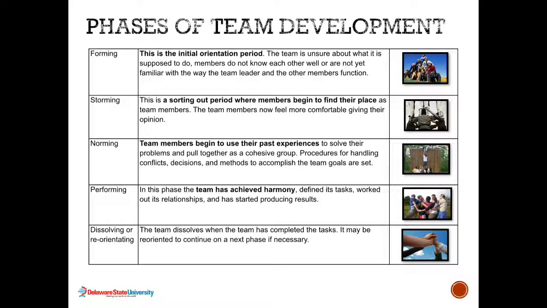The next stage is performing. In this stage, there is complete harmony. Tasks and roles are defined. People have worked out some of those relational glitches, and the team actually has started producing results. Members have learned how to work together, manage that conflict, and they're contributing resources for the right purpose.